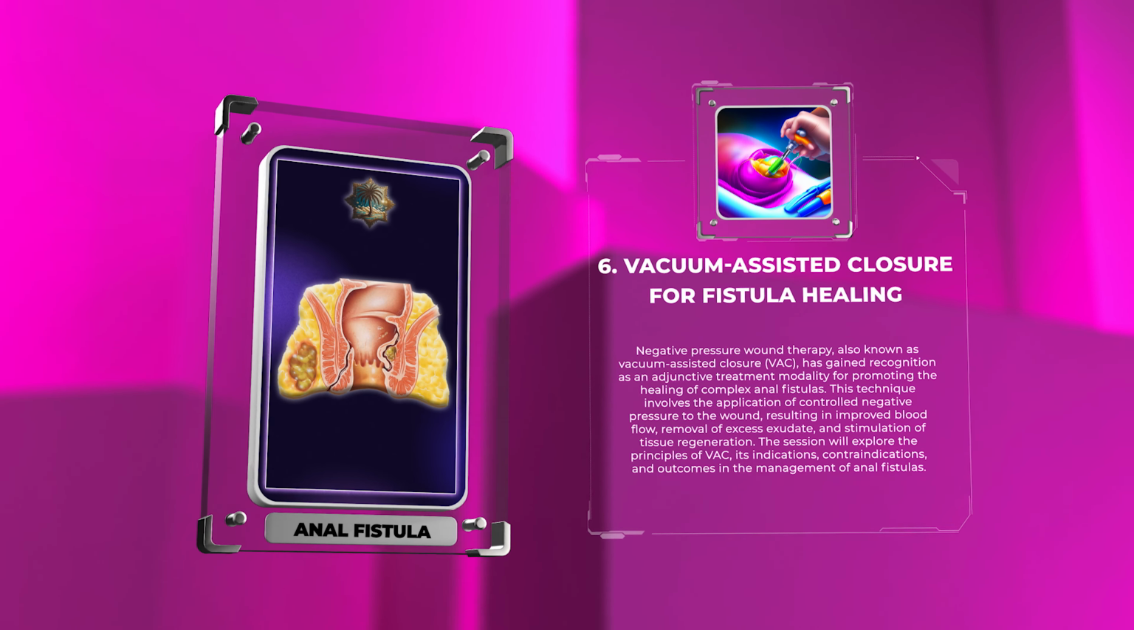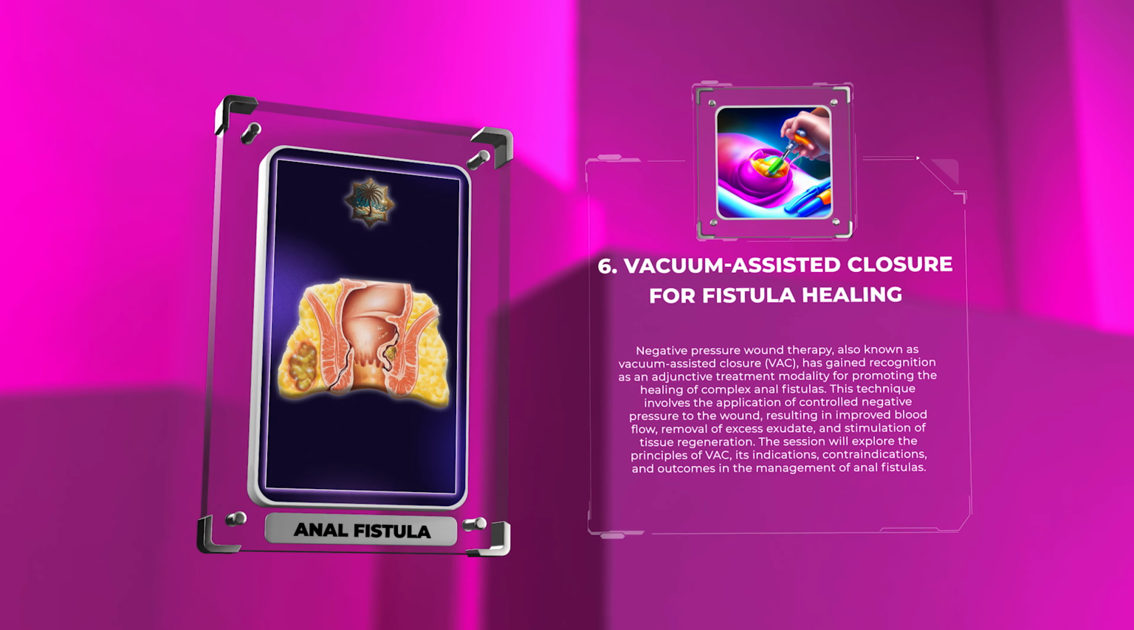In this section, we will compare two surgical techniques, transanal advancement flap, TAF, and mucosal advancement flap, MAF, for repairing anal fistulas. We will discuss their success rates, potential complications, and factors that help determine which approach to use.